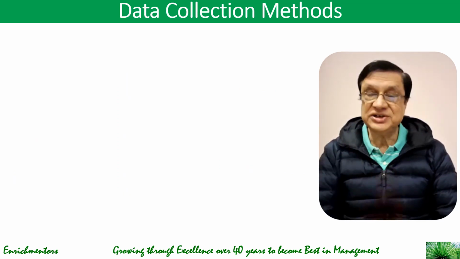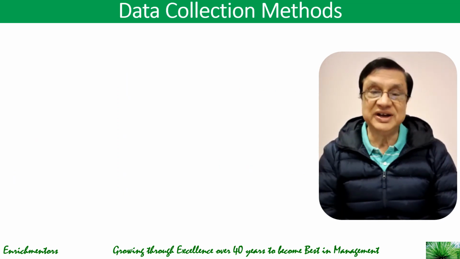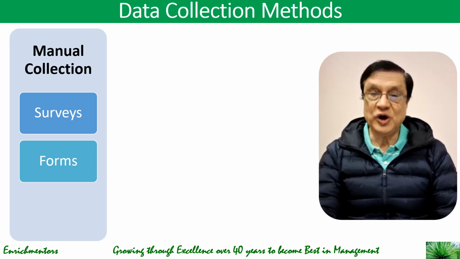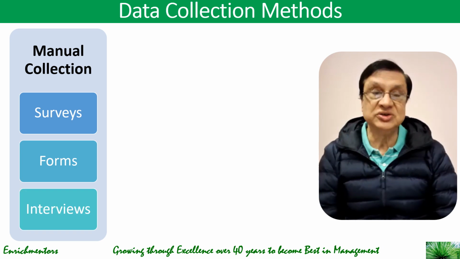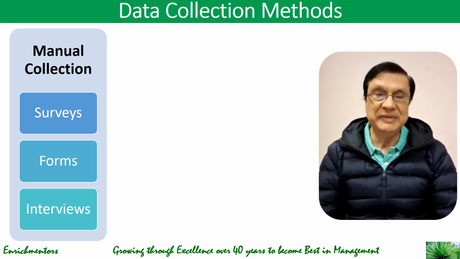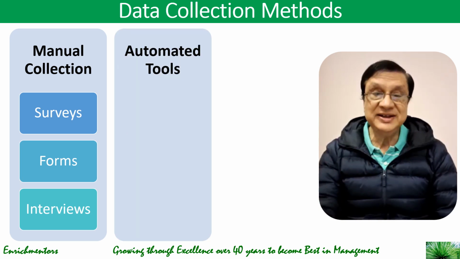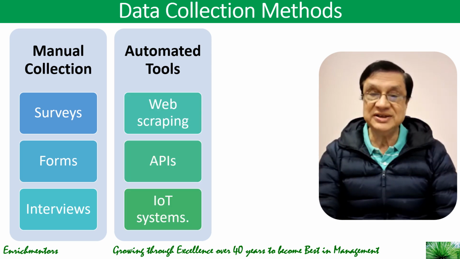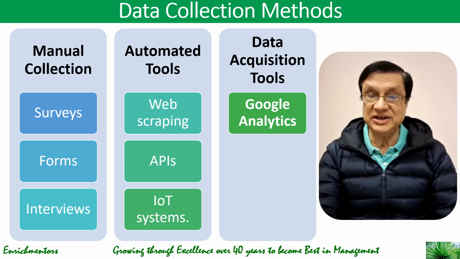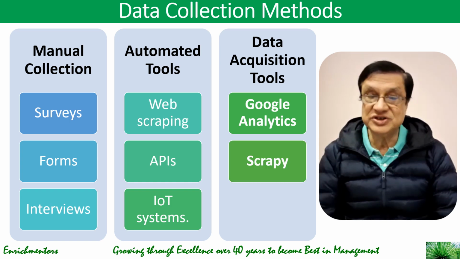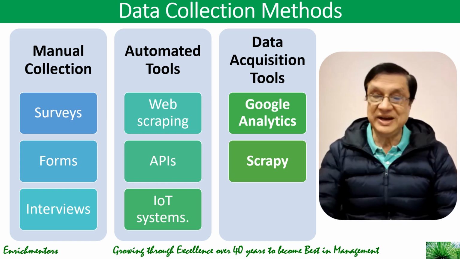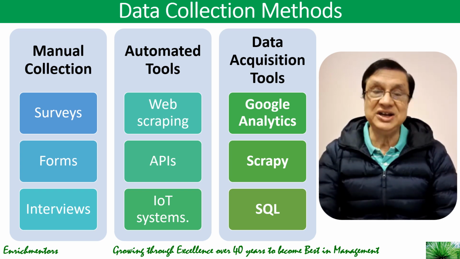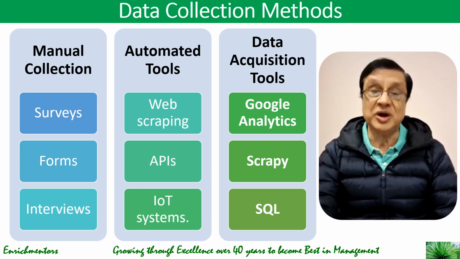So what are the data collection methods? There are three main categories. The first is manual collection, in which you use surveys, forms, and interviews. These are the various tools that you use to manually collect data, and we will talk about manual collection in a lot more detail. Then there are automated tools like web scraping, APIs, or IoT systems. And then there are data acquisition tools like Google Analytics for website and app traffic data, Scrapy, which is a Python library for web scraping, and SQL for extracting data from relational databases. So these are the variety of data collection methods that we will talk about.